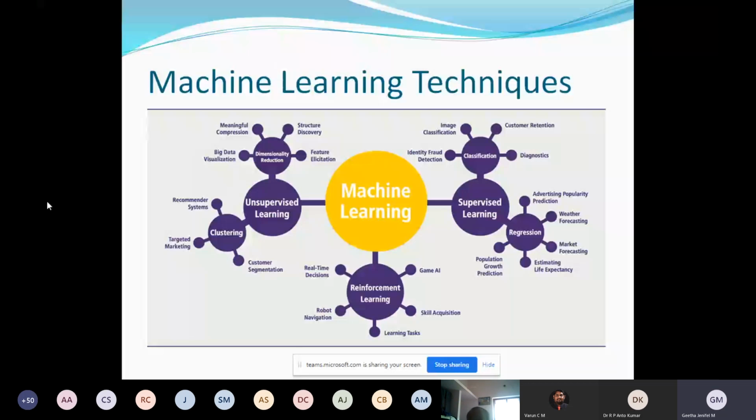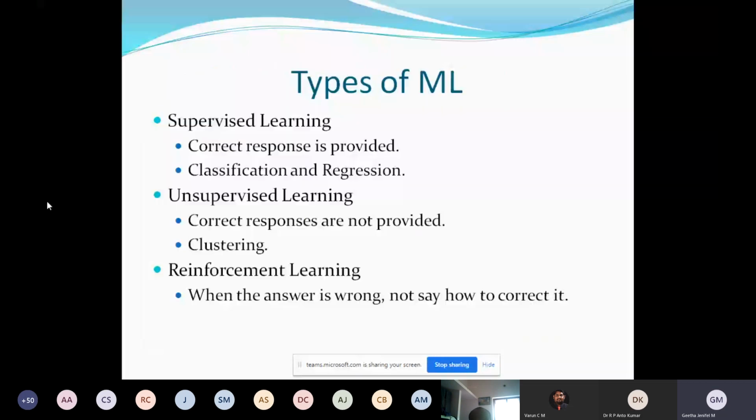The next one is unsupervised learning. Here, the data set is given, but the correct responses are not provided. The unsupervised learning algorithms try to identify the similarities between the input variables. So the clustering concept comes under this category. An example for clustering is recommendation systems.